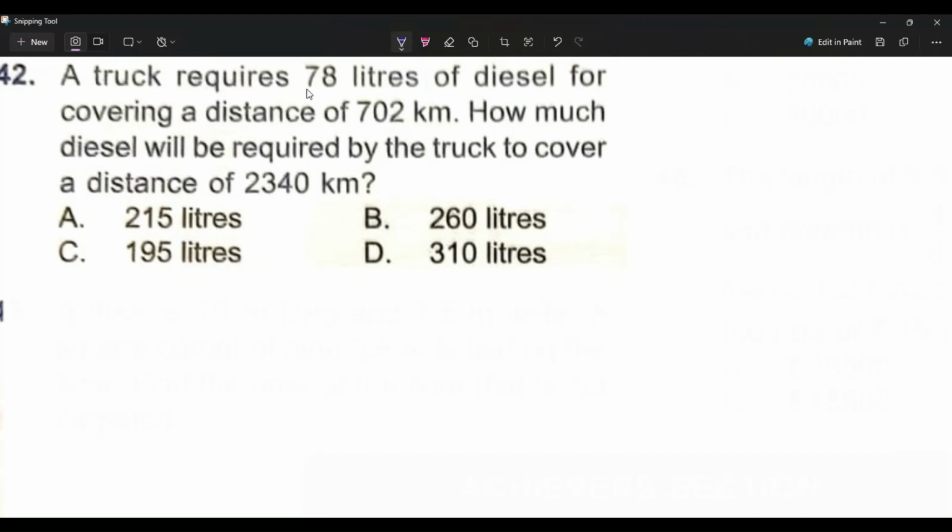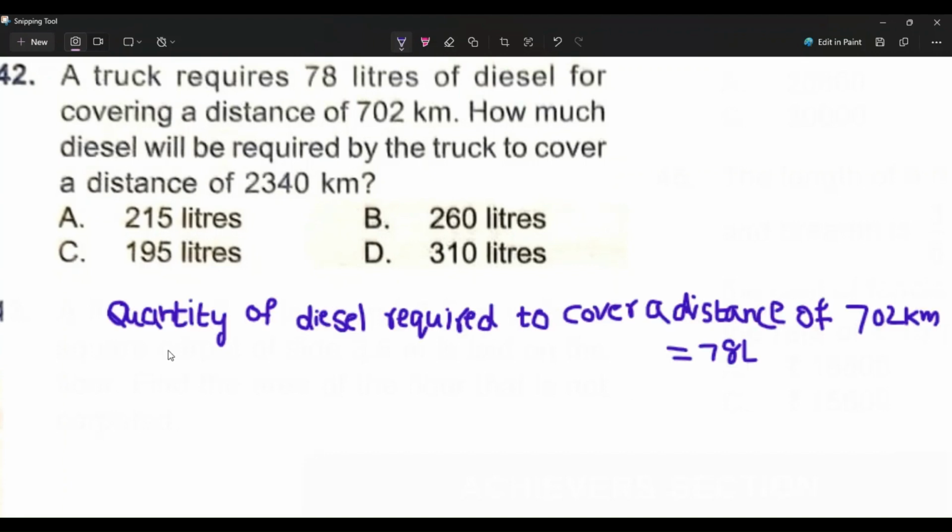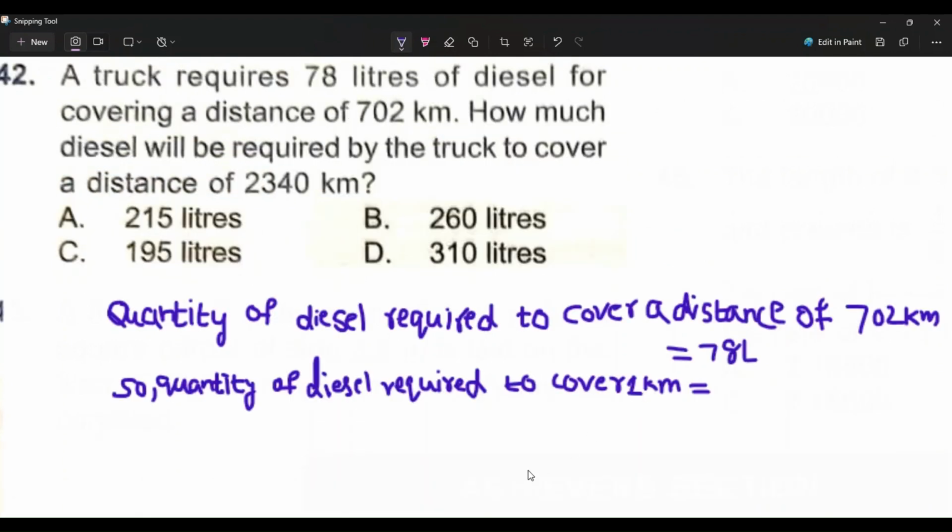Question number 42. A truck requires 78 liters of diesel for covering a distance of 702 kilometers. How much diesel will be required by the truck to cover a distance of 2,340 kilometers? Quantity of diesel required to cover a distance of 702 kilometers is equal to 78 liters. So quantity of diesel required to cover 1 kilometer is equal to 78 divided by 702 liters.